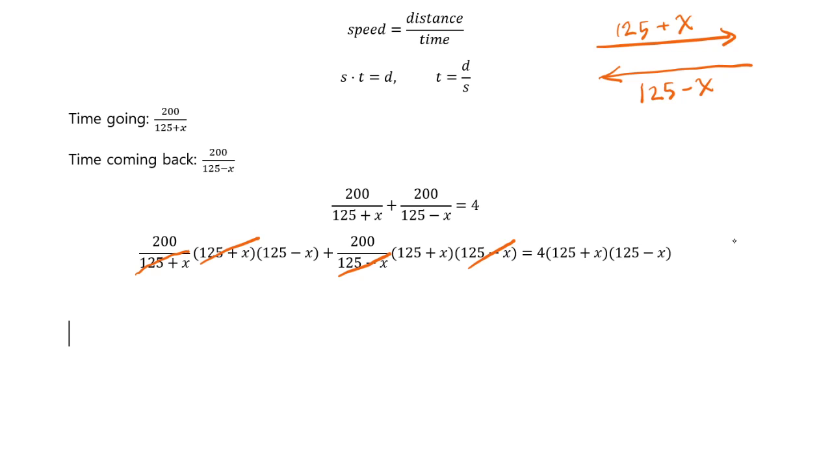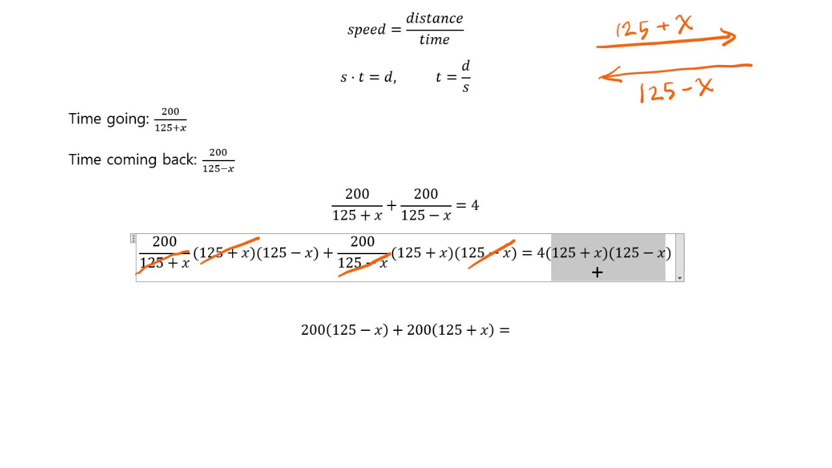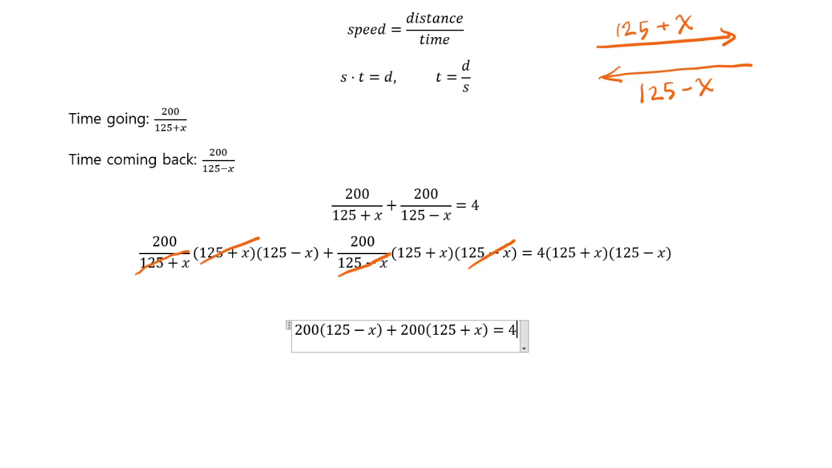And after getting rid of those annoying fractions, now we have from the first one it's 200 times 125 minus x. From the second one is 200 times 125 plus x equals to, and this one you can FOIL it out, but you also remember that this is the difference of two squares. If you have a sum and a difference, that's difference of two squares, right? So it's 4 times 125 squared minus x squared.